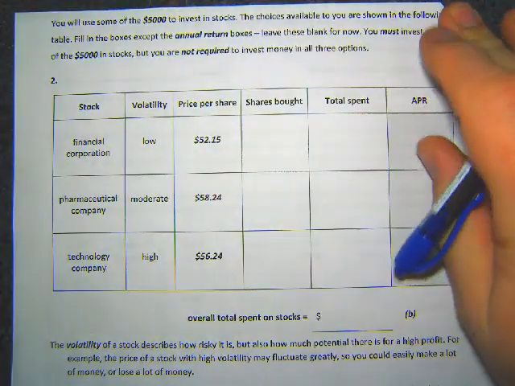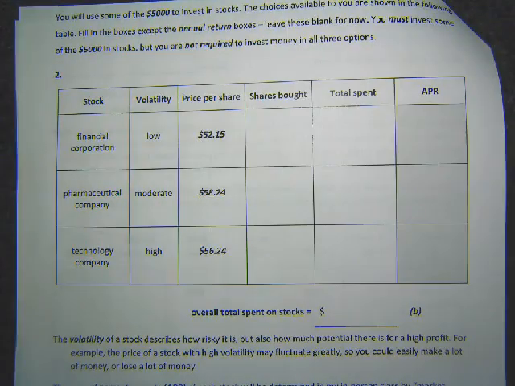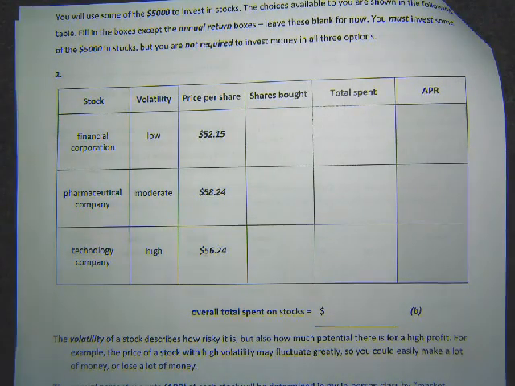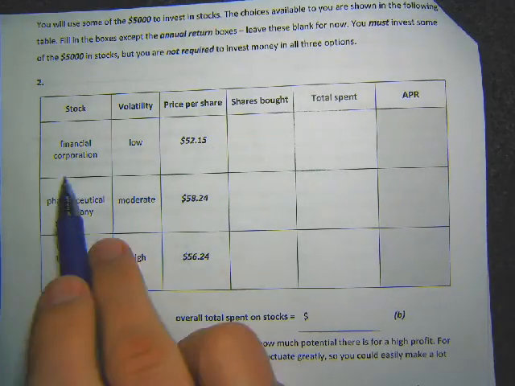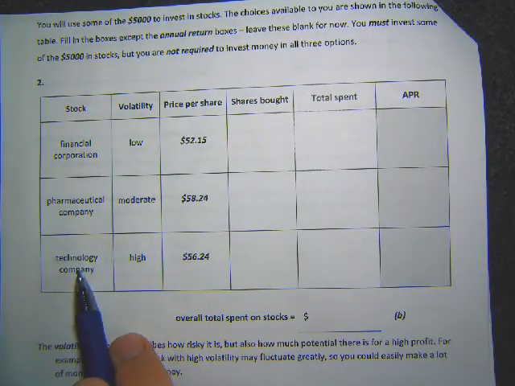Next page is stocks. You have to buy some stocks as well. So use some of that same $5,000. You don't have $5,000 for each thing. You have $5,000 total. So some of that $5,000 is going to go to bonds, some of it's going to go to stocks, and the rest to savings. Here you get to buy one of the 3 different types of stocks: the financial corporation, pharmaceutical, and tech company.